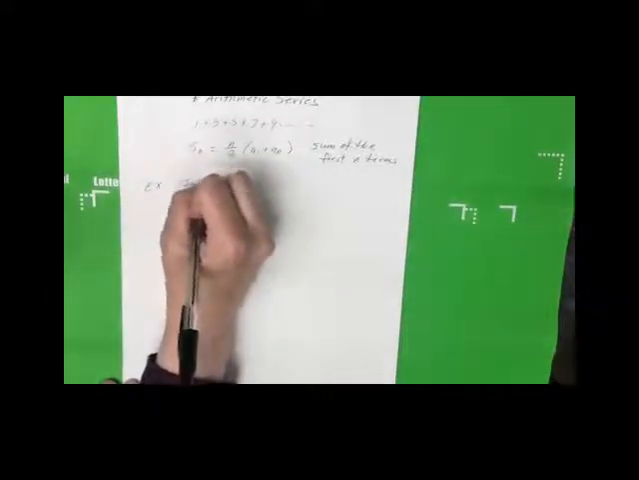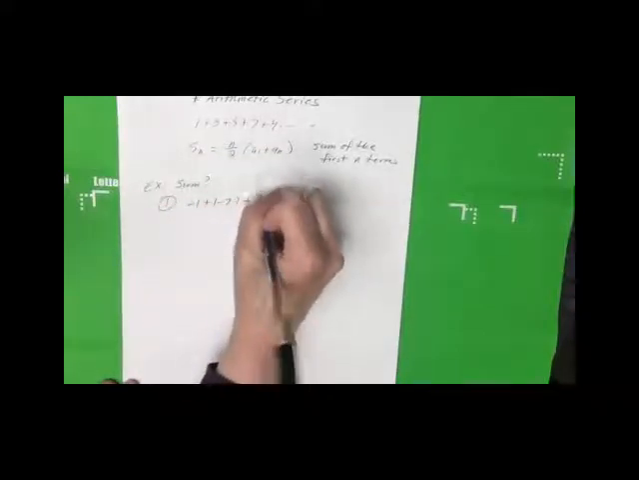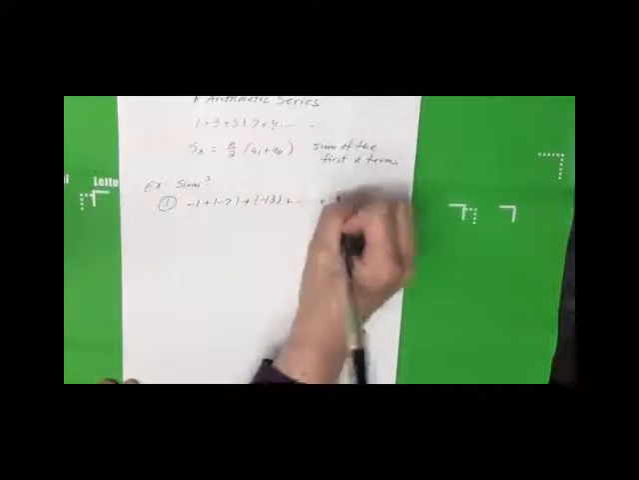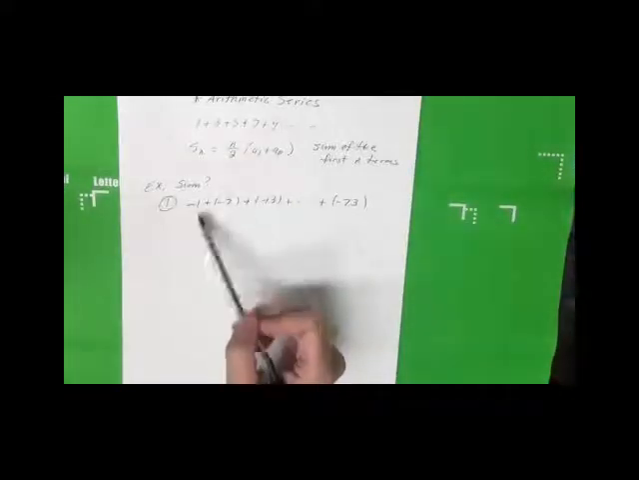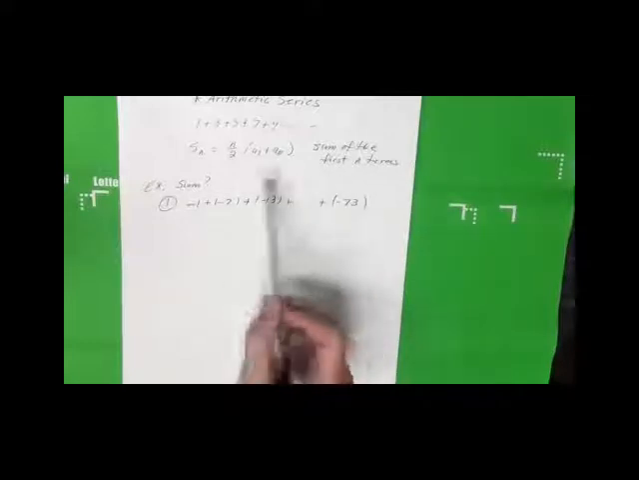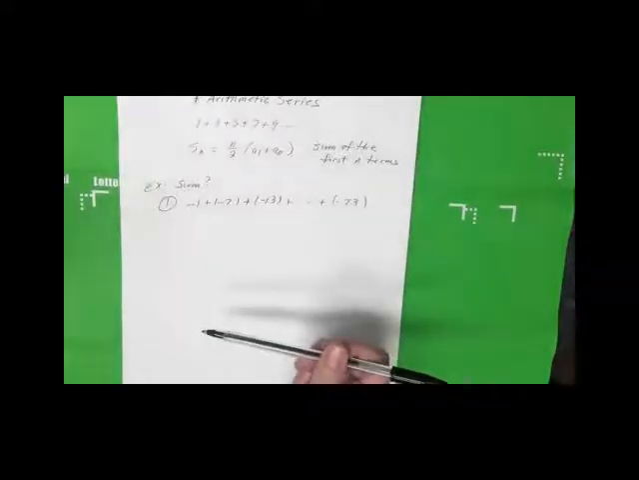So let's find the sum of the following. First example, I've got -1 plus -7 plus -13, up to -73. So we have this pattern. Now let's look at this formula. The first term is -1. The nth term, the last one, is -73. The problem is, what don't I know? I don't know n. I don't know how many terms there are.